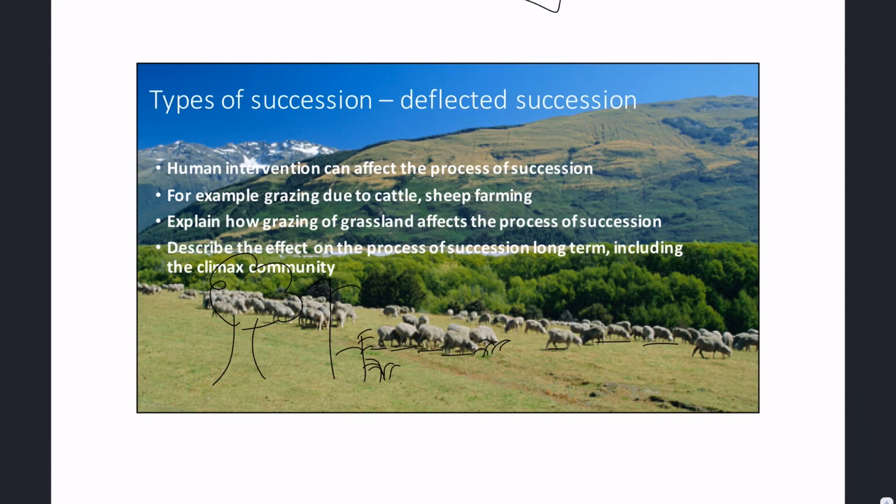So grazing effectively stops the process of succession in its tracks and keeps it at a particular stage. It never moves beyond this stage. So this is called a deflected succession.